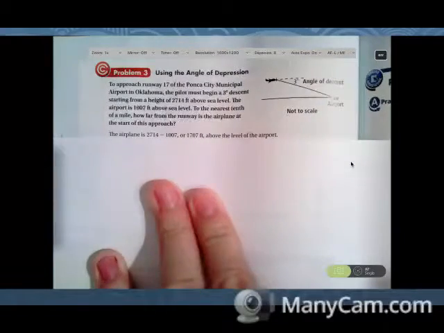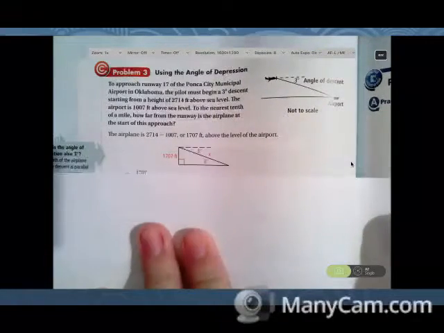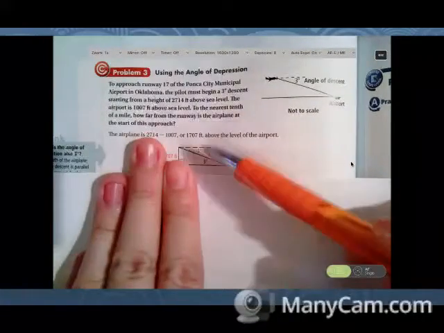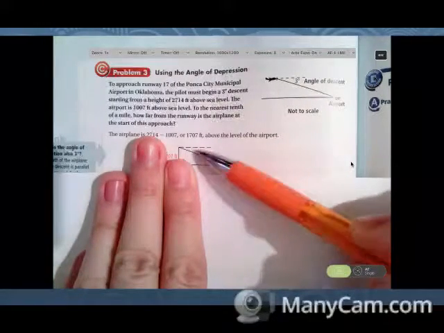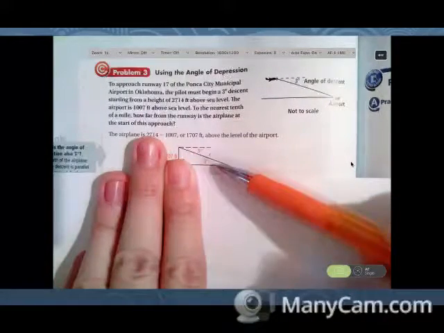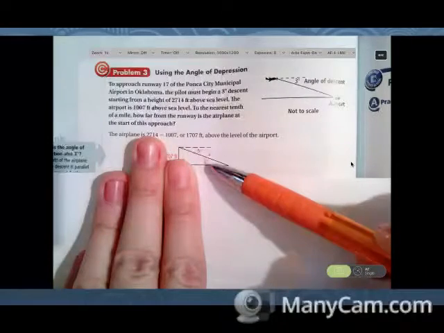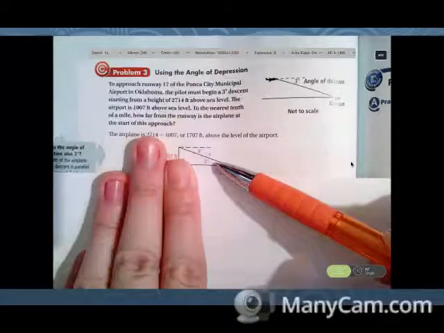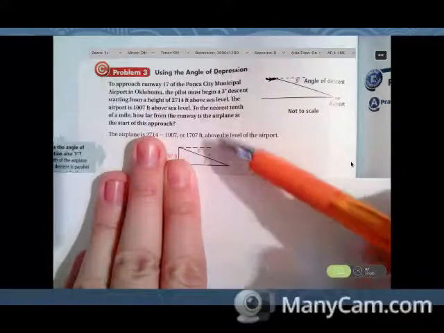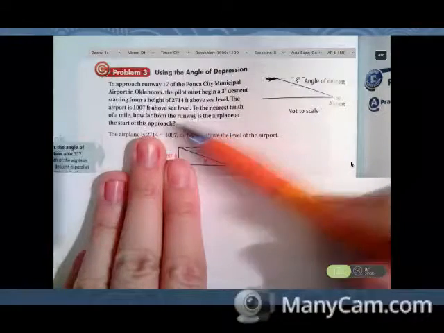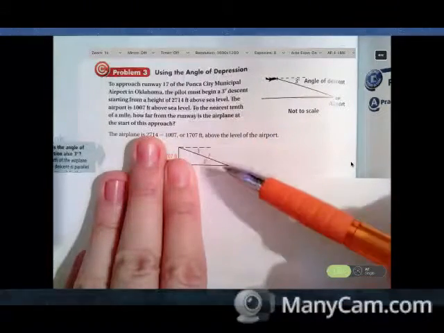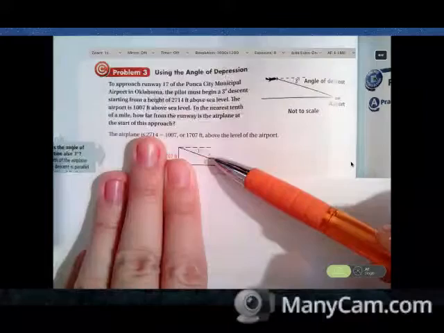As you noticed in the diagram before, the very first one I showed you, the angle of elevation and depression are the same angle. They're the same degree measurement. So if this is 3 degrees up here, the angle of elevation has got to be 3 degrees down here. So we're finding how far from the runway the airplane is at the start of the approach. So we're trying to find x right here.